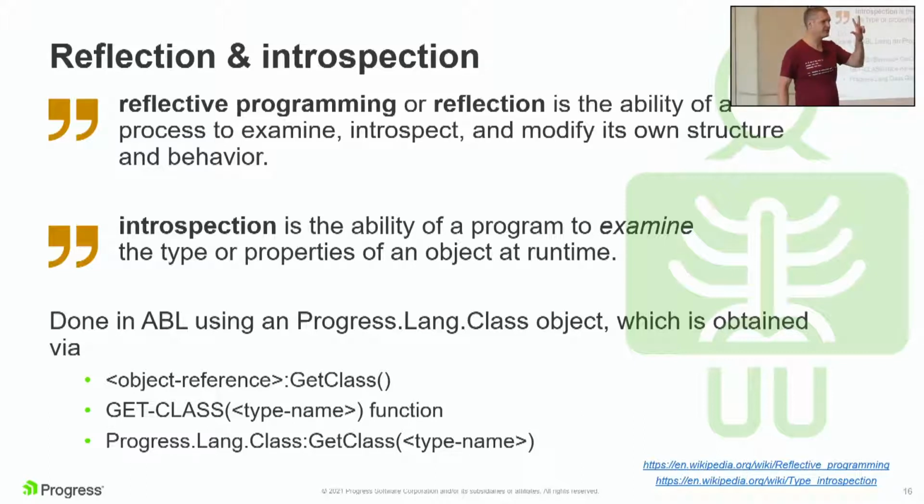Firstly, if you have an object reference, you can say GetClass. So if you have an object reference of a file writer, for instance, you say, hey, that object reference, who are you? Or what kind of thing are you? You say GetClass, and it returns your Progress.Lang.Class instance, which is another object that you work on. You can use the GetClass statement or function, which is 11.6, 11.5, I can't remember. Do you remember, Mike, when that was introduced?